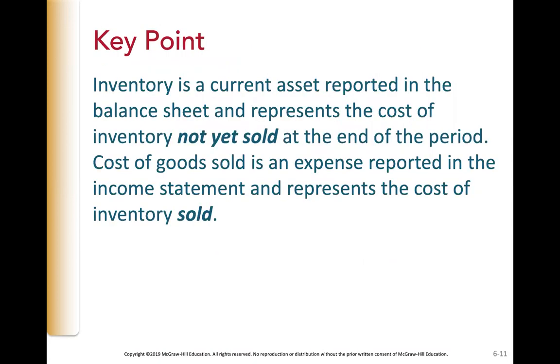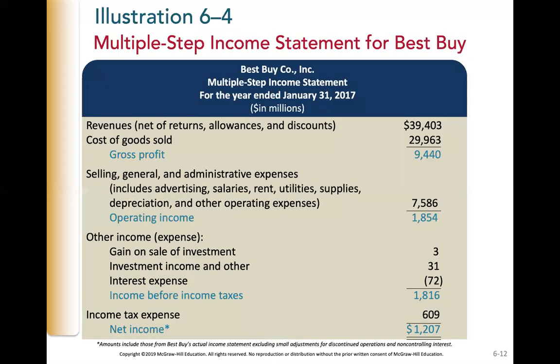Again, inventory is a current asset reported in the balance sheet and represents the cost of inventory not yet sold at the end of the period. Whereas cost of goods sold is the expense reported in the income statement, and represents the cost of inventory sold. If you remember, I've told you that every expense has the word expense in it except for one. That is your cost of goods sold. Don't forget that just because it doesn't have the word expense with it, it is still an expense.